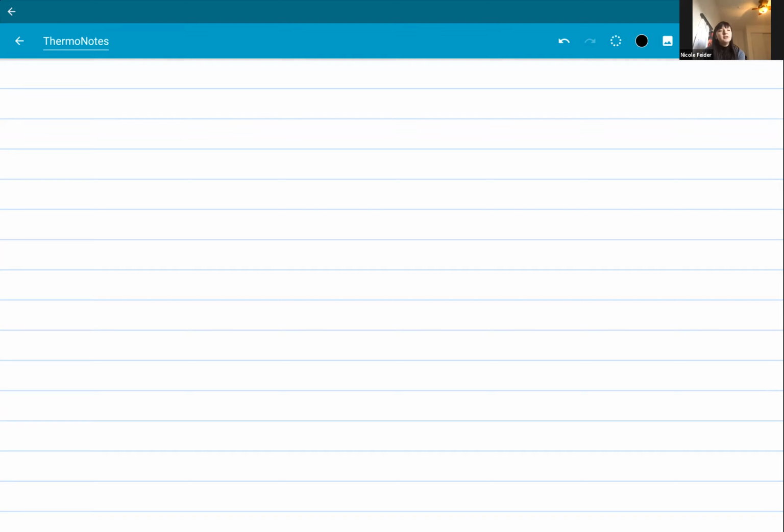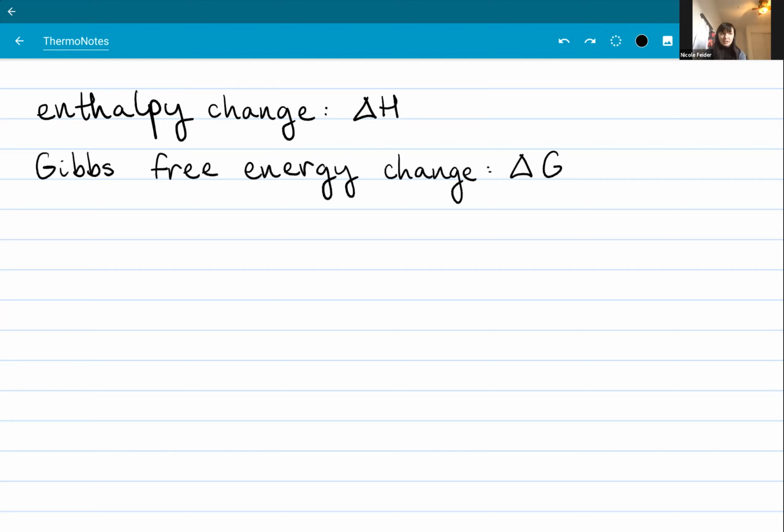In an earlier video, we talked about enthalpy, represented as H, and the change in enthalpy, delta H, which is also called the heat of a system, and in the world of chemistry, a system is most often just a reaction. Another important measure of energy is the Gibbs free energy and the Gibbs free energy change, delta G.